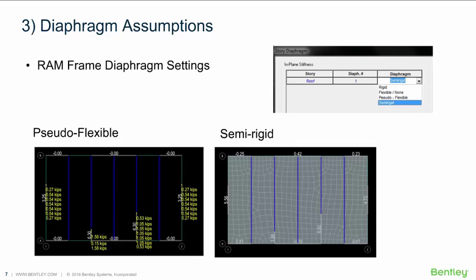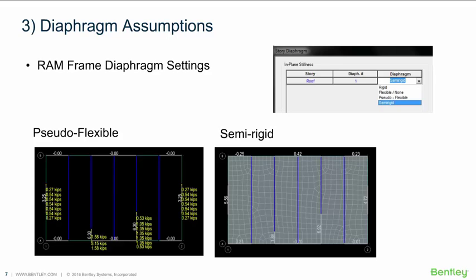Okay, a couple of words on diaphragm assumptions. There are two diaphragm types in RAM frame that are most pertinent for our situation here in this type of structure: pseudo-flexible and semi-rigid. The pseudo-flexible diaphragm type lets you specify explicitly what percentage of the story force you'd like to apply to each frame at a given level. So in this case, the story forces bypass the diaphragm altogether. This is a good option when the geometry is fairly uniform, and we can estimate the frame loads pretty accurately just using a tributary area approach.